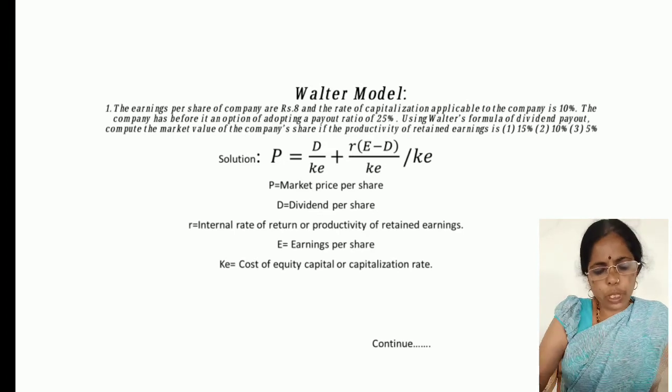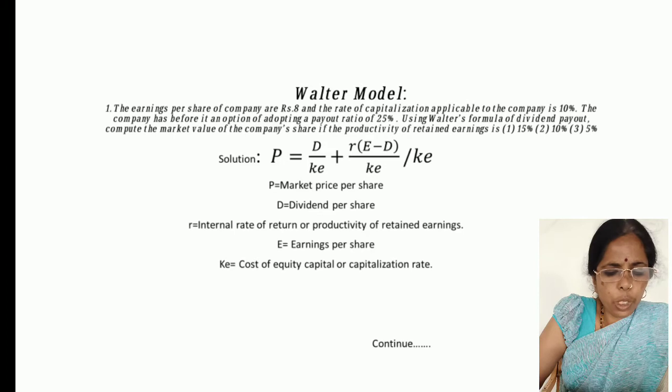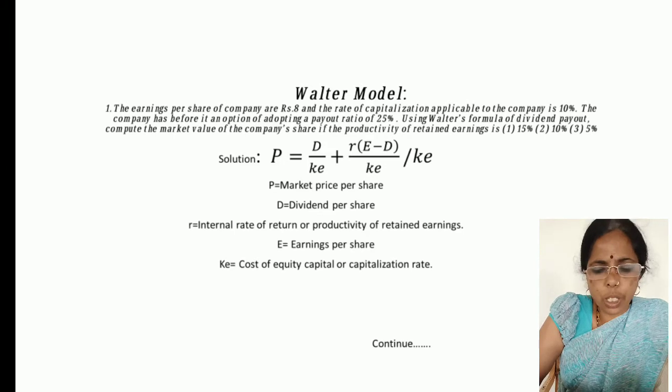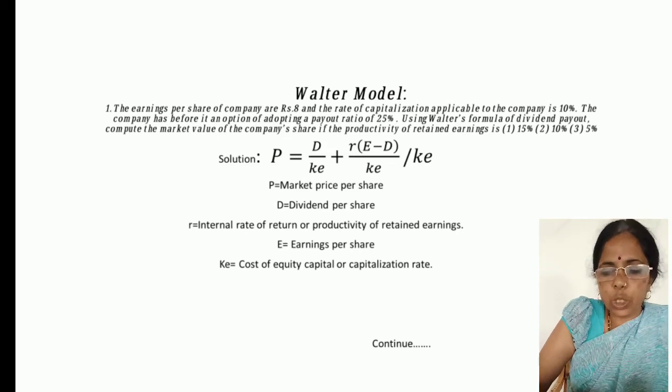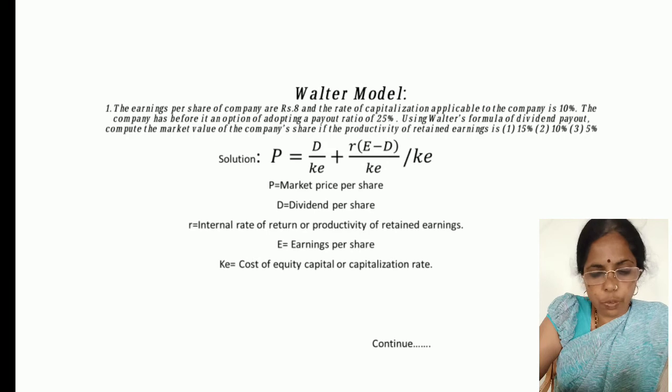The first problem here is: the earnings per share of a company is rupees 8 and the rate of capitalization applicable to the company is 10%. The company has before it an option of adopting a payout ratio of 25%. Using Walter's formula of dividend payout, compute the market value of the company share if the productivity of the retained earnings is 15%, 10% and 5%.